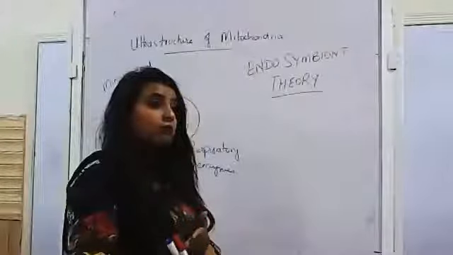So the theory states that there were two organisms initially, organism A and organism B, and both of them were prokaryotic organisms. The major difference was A was aerobic, whereas B was anaerobic, right? So they were both prokaryotic organisms, one of them being aerobic and the other one being anaerobic, right? Now what happened?